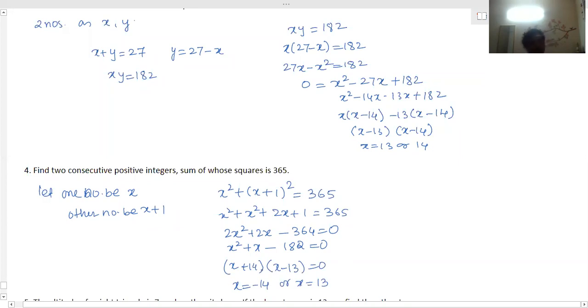They have asked for positive integers. They have given us that these are positive integers. The value of x is equal to 13 and the next number is 14. The numbers are 13 and 14.